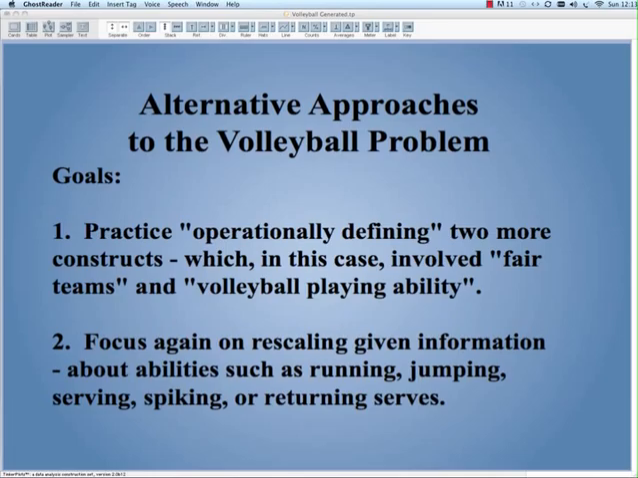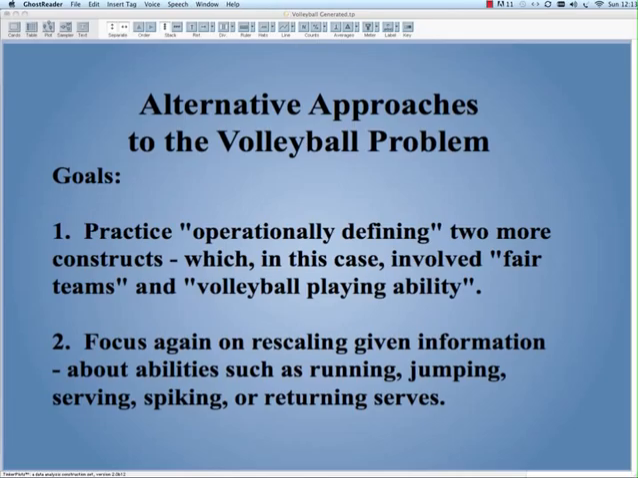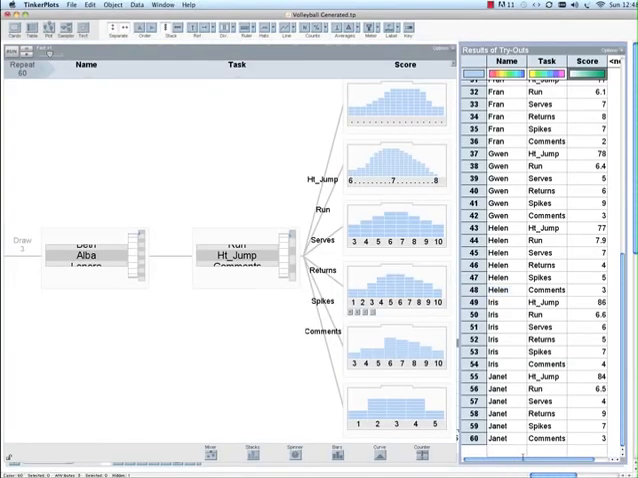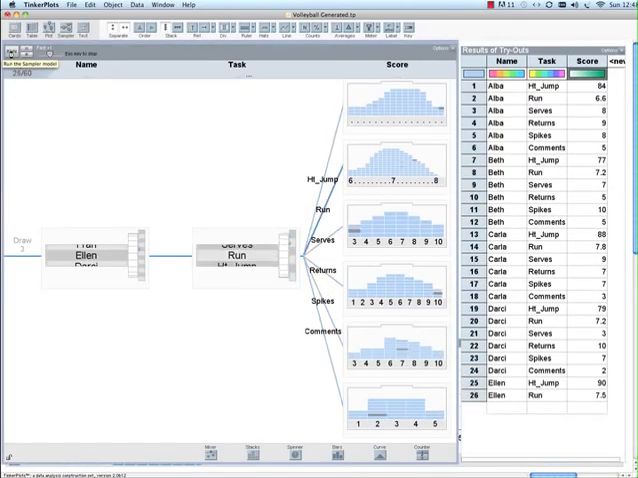One reason this is true is because a good team needs to have players who have a strong mix of abilities. For example, a team with 6 great servers or 6 great defenders is not necessarily a good team. But because ranking players tends to be an important part of most students' solutions to the volleyball problem, it is worth examining here. To look more closely at rescaling issues that arise in the volleyball problem, it is useful to examine results from this Tinker Plot sampler.